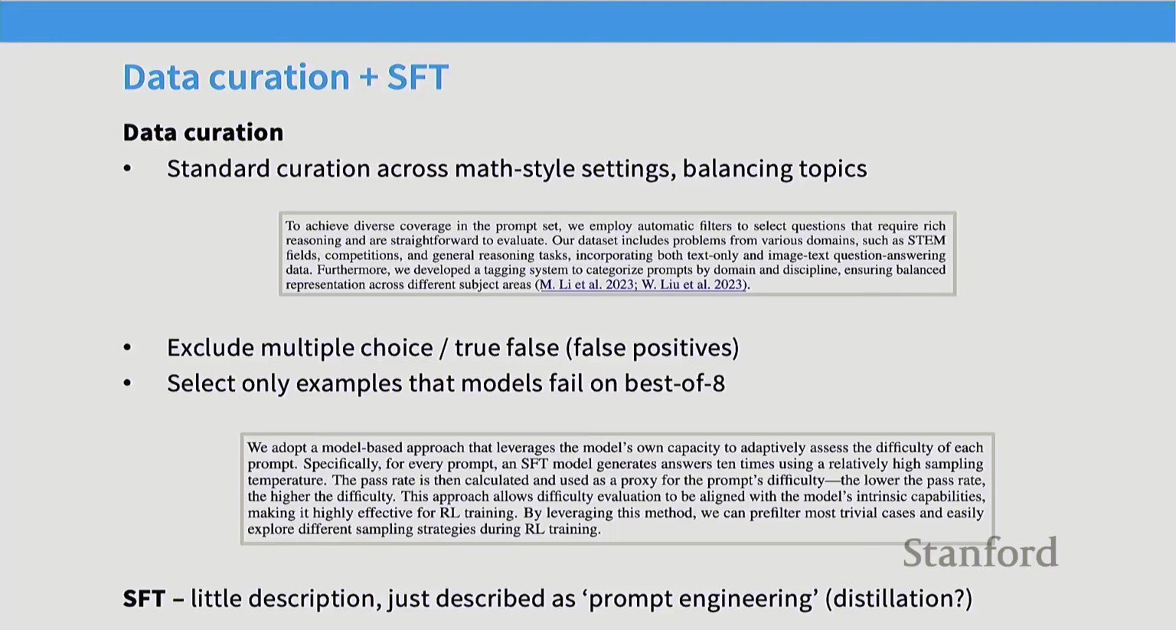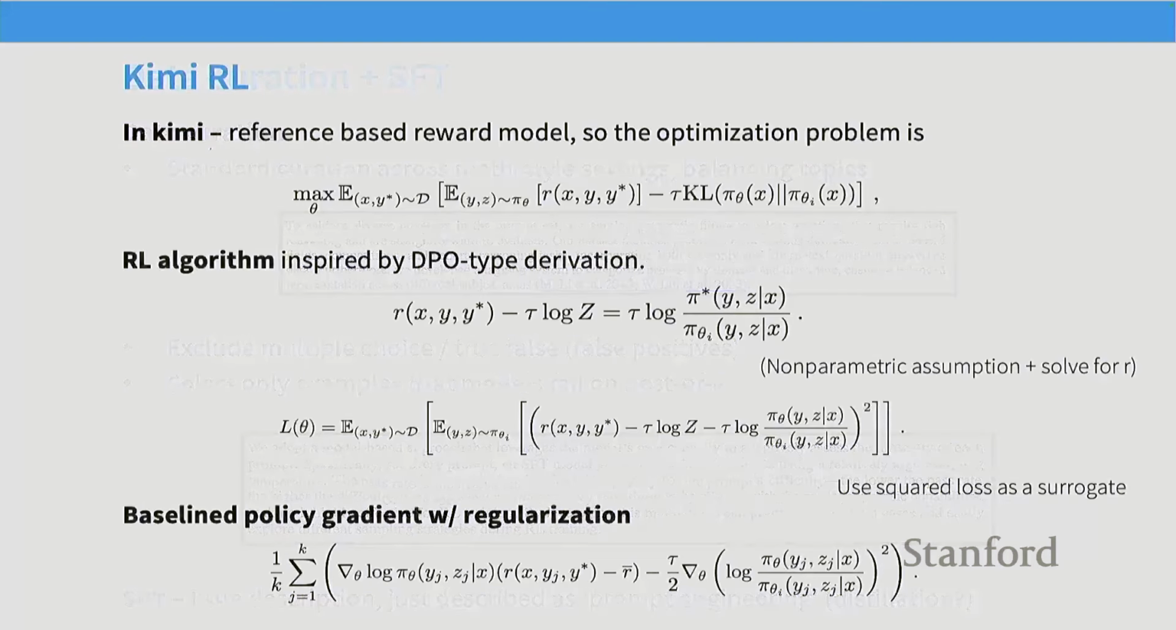They just say they do some prompt engineering, so clearly it was distilled from something else, but we don't really know what they distilled it off of. So I'll talk about the RL algorithm. The Kimi one's kind of interesting. It's a different variation. It's actually maybe closer to DPO in a way, but you end up with an algorithm that I think you'll very much recognize.